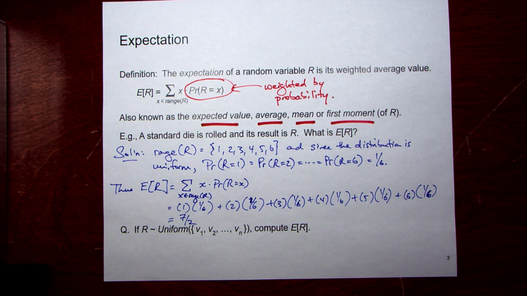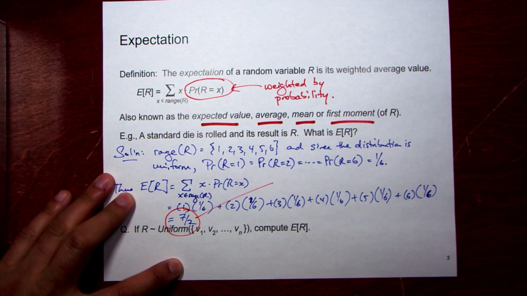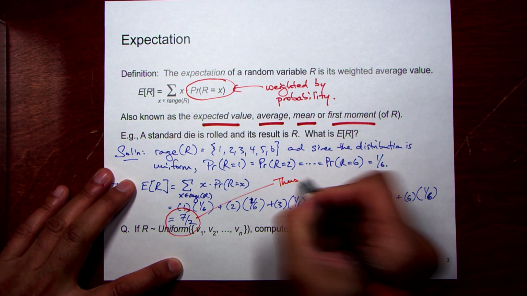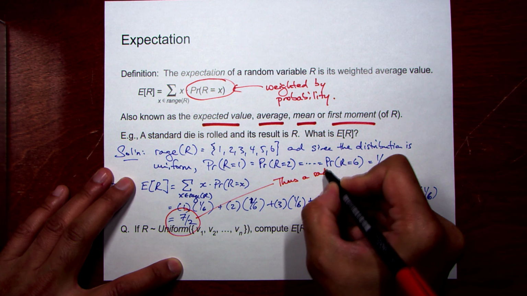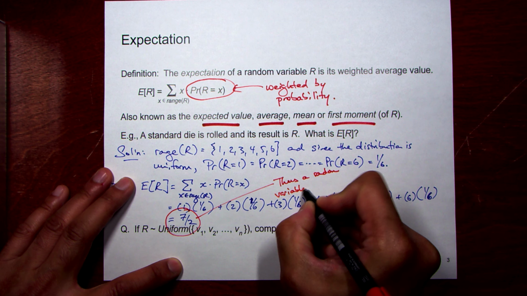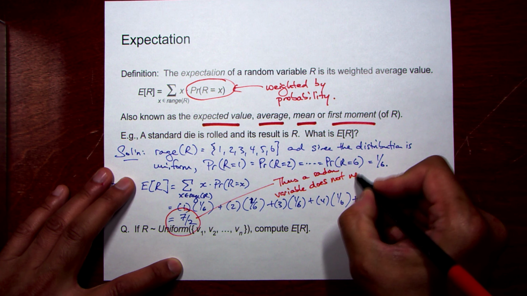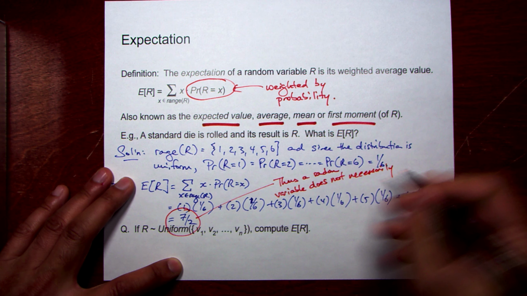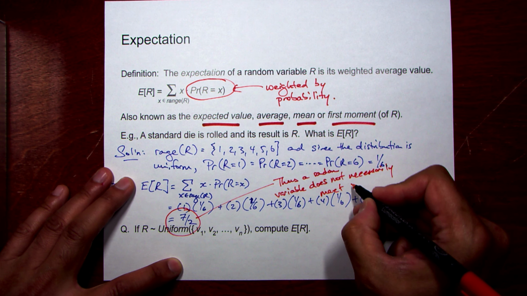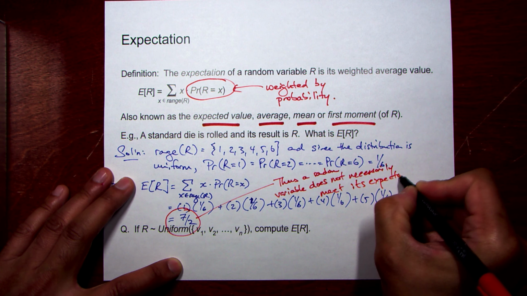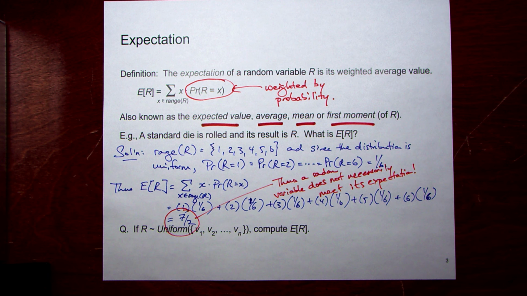Which might be interesting, might be surprising. Maybe you already knew this: a standard die roll has an expected value of 7 halves, 3.5. There's no 3.5 on the die, right? So your expectation doesn't necessarily need to be in the range. A random variable and its expectation don't necessarily have to overlap. It does not have to be part of the range.